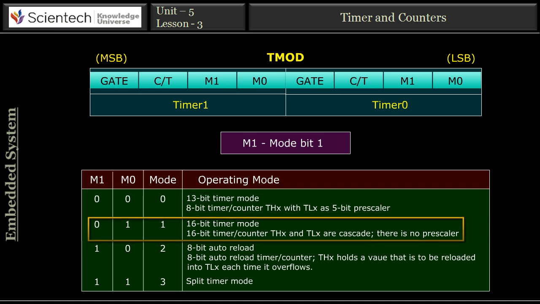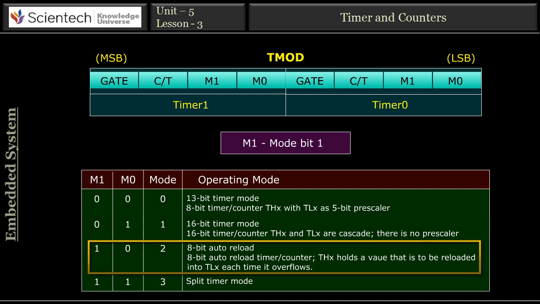Mode 1. Mode 1 is a 16-bit timer mode. It is an important mode used in a timer. The value of M0 and M1 for this mode is 0 and 1 respectively. In this mode THx and TLx are cascaded, and there is no prescaler.